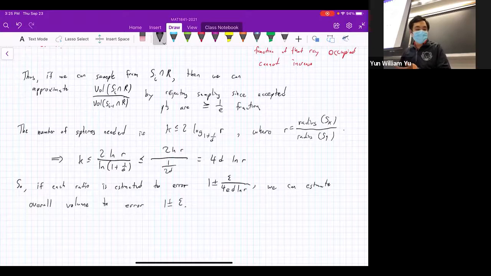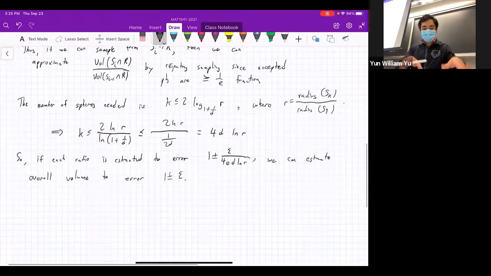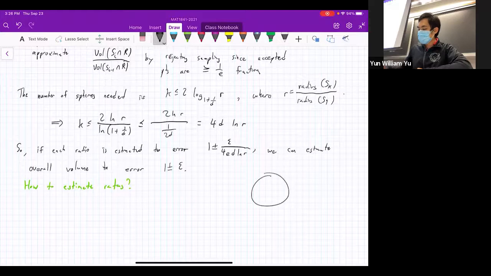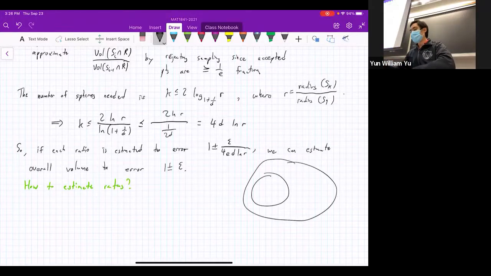So now, of course, the question is, how do we estimate these ratios? And that's where we're going to use Markov chain Monte Carlo. So let's see, how to estimate ratios. What we're going to do is note that we have some object that's in some bigger object, not drawing these to scale. Let's say this interior object is S_{i-1} intersect R, and this exterior object is S_i intersect R.